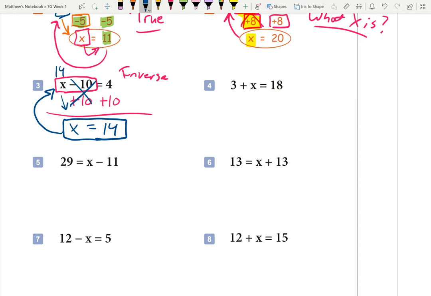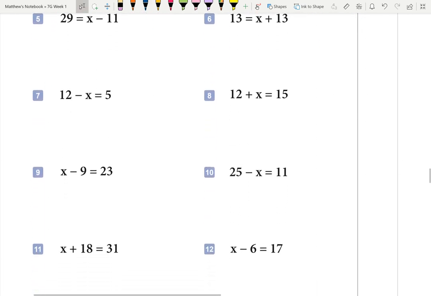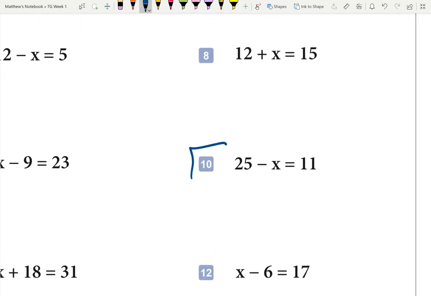Now here's where it gets a little tricky. When I have 3 plus x equals 18, I can think about, okay, if I need to get this plus 3 gone, I can just subtract 3. So if I do that, it's going to give me x equals 15. But then there's other occasions where it gets a little bit trickier, and we'll see it here on problem 10.